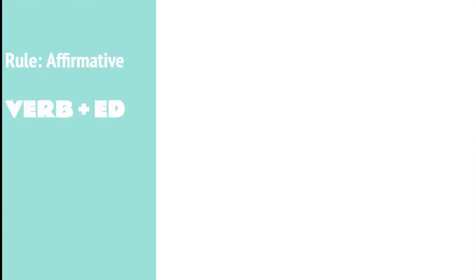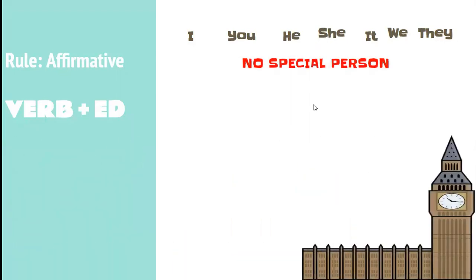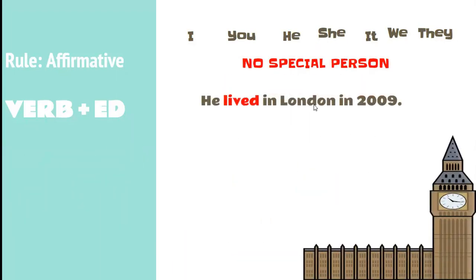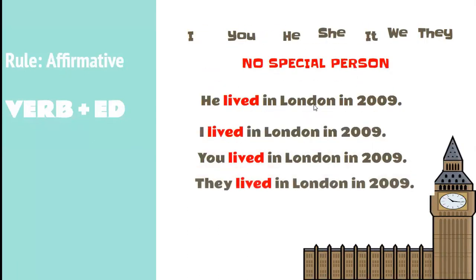In affirmative sentences, we add verb plus ed. It has the same form for all the persons: I, you, he, she, it, we, they. For example, he lived in London in 2009. I lived in London in 2009. You lived in London in 2009. They lived in London in 2009.